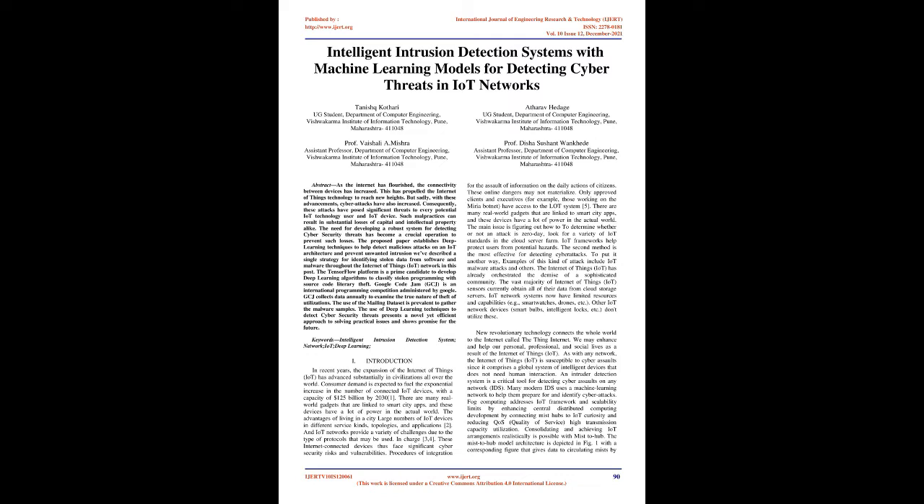world. Consumer demand is expected to fuel the exponential increase in the number of connected IoT devices, with a capacity of $125 billion by 2031. There are many real-world gadgets that are linked to smart city apps, and these devices have a lot of power in the actual world. The advantages of living in a city: large numbers of IoT devices in different service kinds, topologies, and applications too. And IoT networks provide a variety of challenges due to the type of protocols that may be used. [3,4].